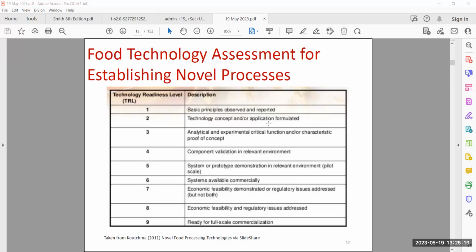So another benchmark that we can use to assess whether your novel non-thermal treatment is ready for industrial usage is the technology readiness level. Okay, so we have 1 until 9. If you are still studying the fundamental part, you are only at TRL1. Usually in Malaysia, for commercialization, we need to reach at least TRL3. And from there on, you can move on towards commercialization and industrial scale and so on.